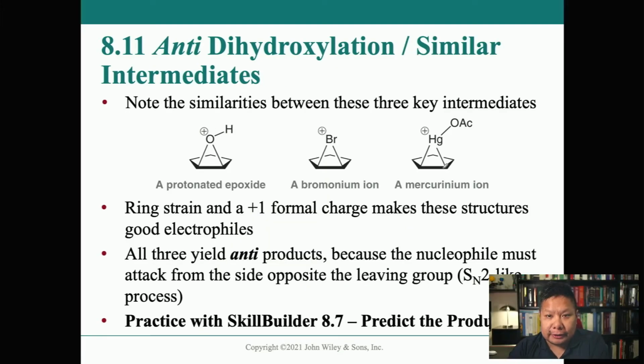Now to something that I literally spoke of seconds ago. Note the similarities between these three key intermediates. So we just talked about the protonated epoxide right here, where the oxygen is a bridging atom between the two carbons that used to bear the double bond, the pi bond. And then we have the bromonium ion, which was the reaction before that. Here we also had a bridging atom of bromine.